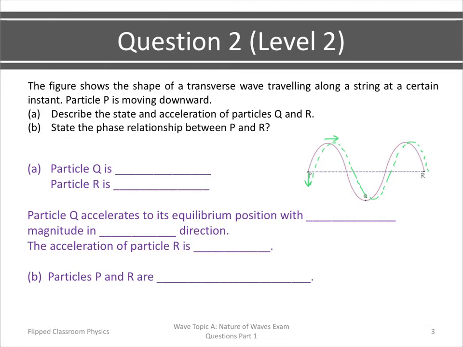Now look closely at Q. It is at its lowest point and it changes direction from downward to upward. So Q is momentarily at rest at that instant, and R is moving upward.